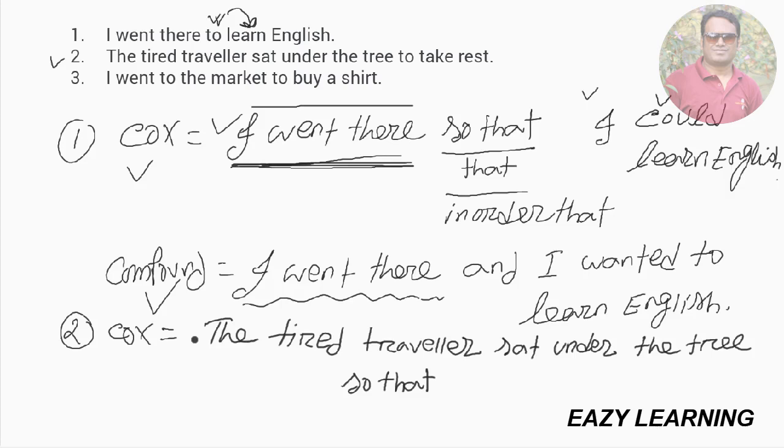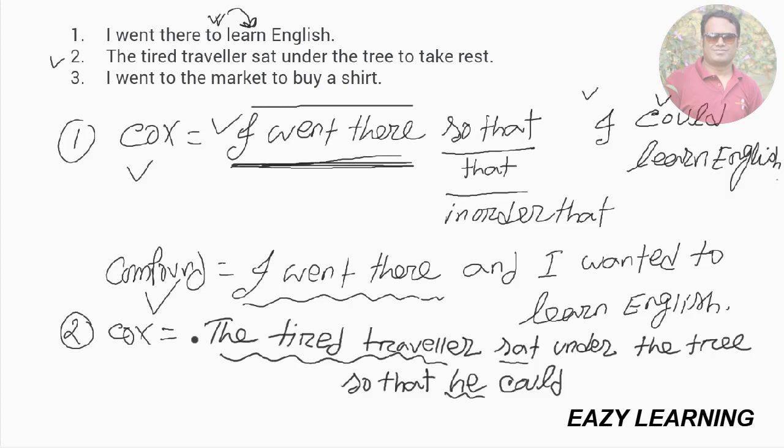I have to write here subject, he. Why? Because the tired traveler is a noun and he is a pronoun. So I have to write here he. I cannot write here a noun. So that he, then I have to write here could. Why have I written here could? Because sat is the verb's past form. So I have to write here could. If this verb is in present form, you have to write here can. So this is past form, so for that I have written here could.